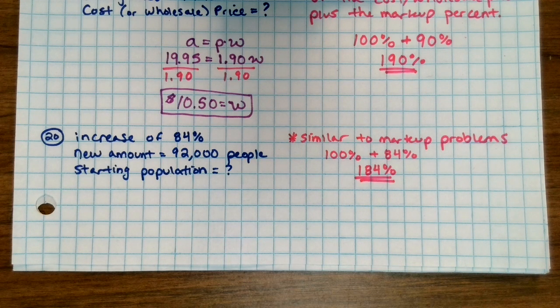So when we do this, again, we can use the percent times the whole equals the part. So A equals P times W.